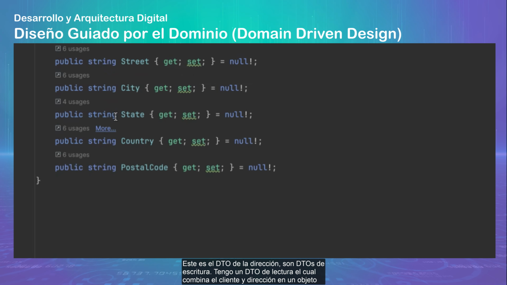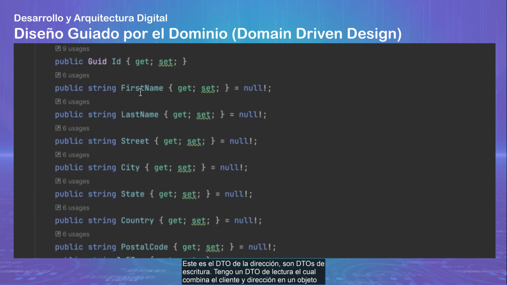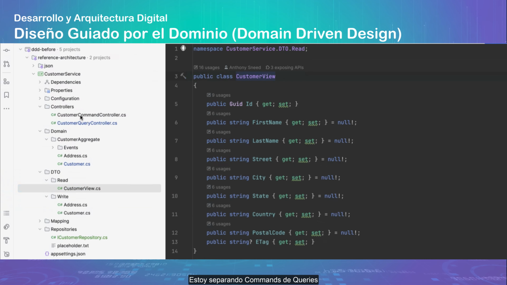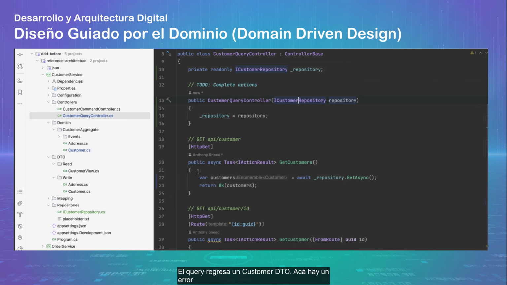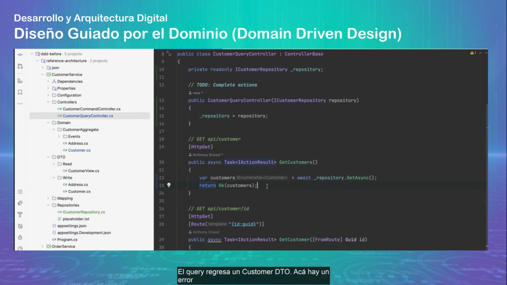And here's the DTO for address. These are write DTOs. I have a read DTO, which is different, which is flat. It combines the customer and the address in one object. I'm separating commands from queries. Exactly. And what the query returns is a customer DTO. So before I actually, you see, this is actually a mistake here.